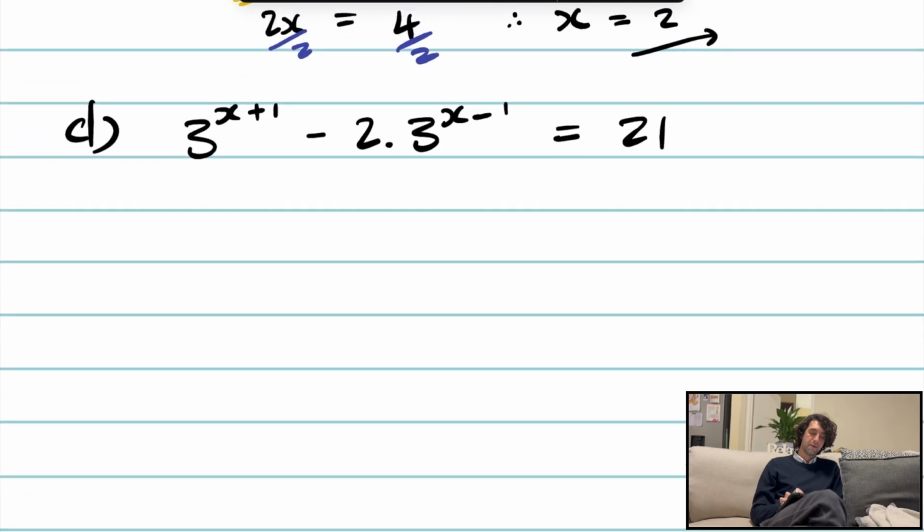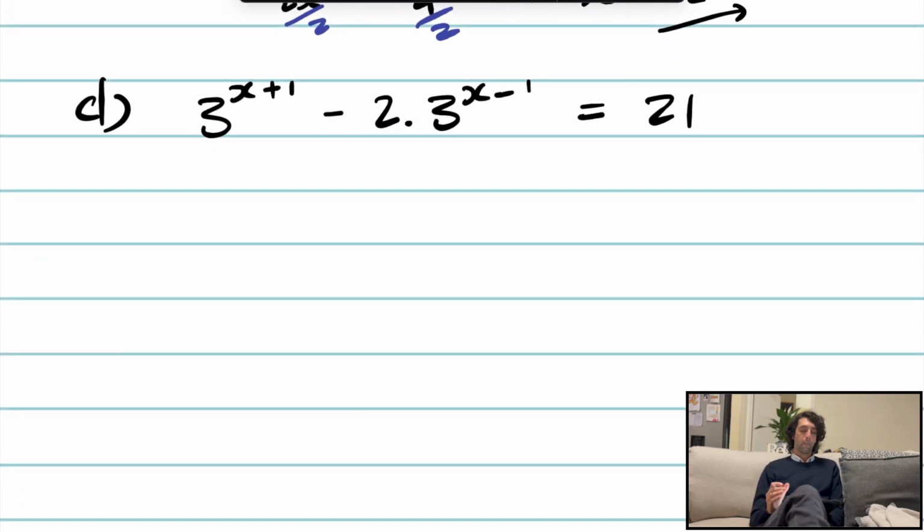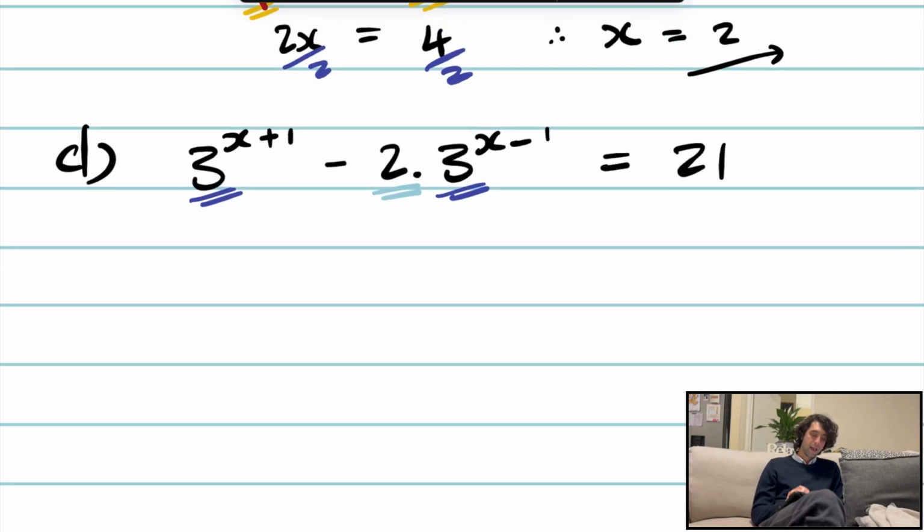Let's do another one. So we've got 3 to the power of x plus 1 minus 2 times 3 to the power of x minus 1 is equal to 21. Now immediately I am seeing that I've got a base 2 and a base 3 in this equation, so we need to figure out how we're going to deal with that. I am going to start by splitting up my exponents and taking out a common factor.